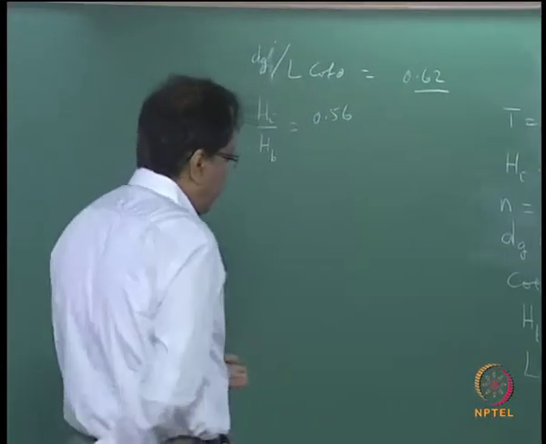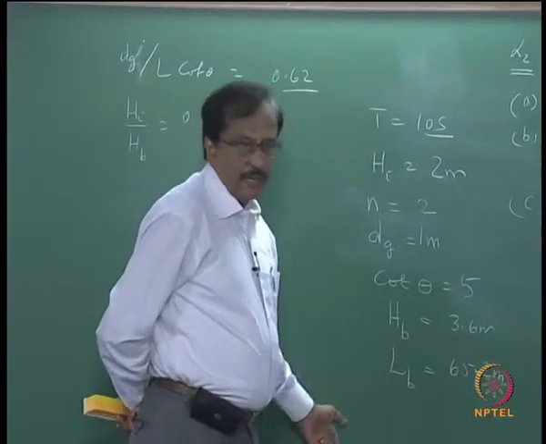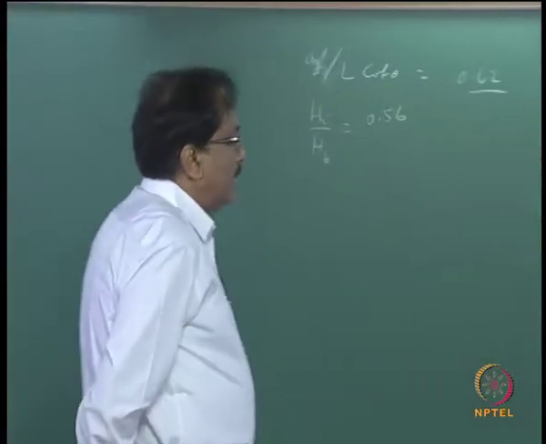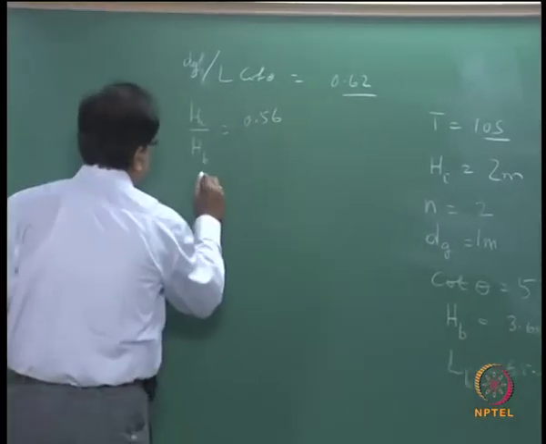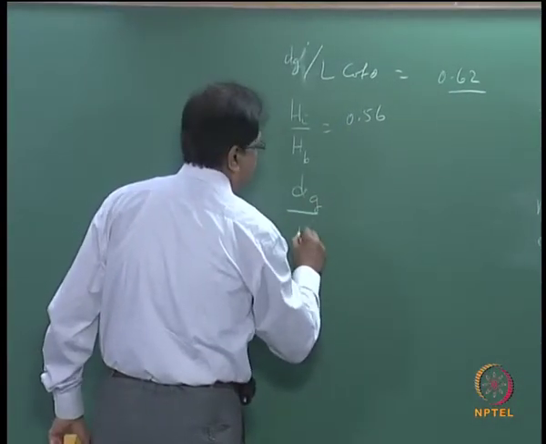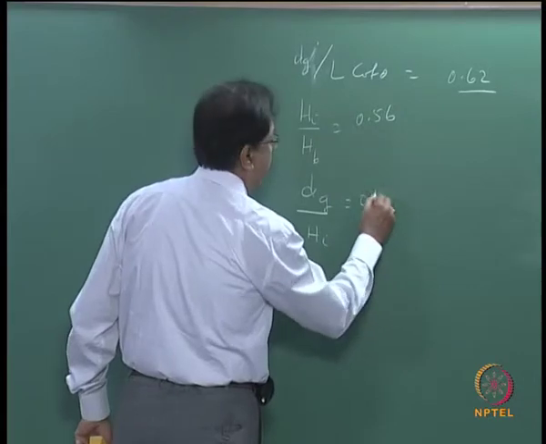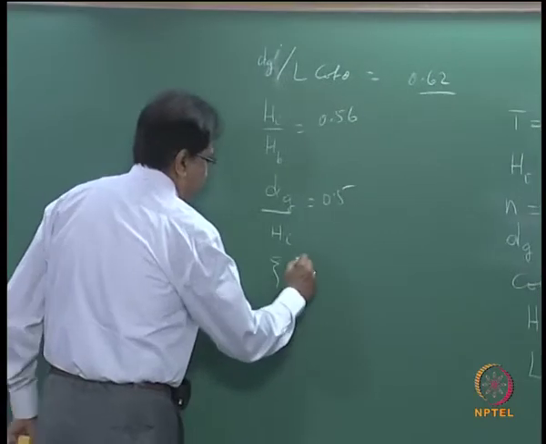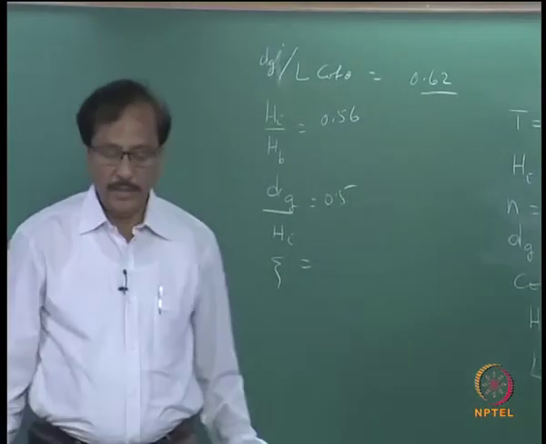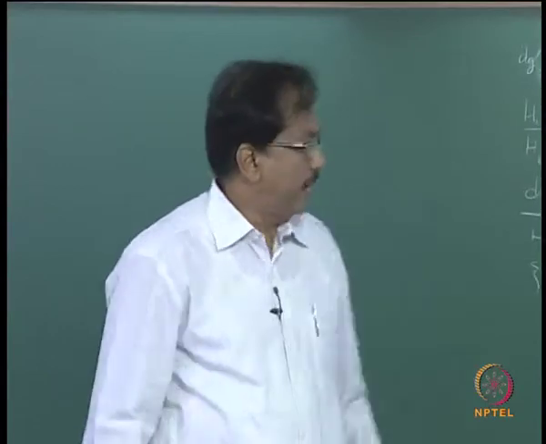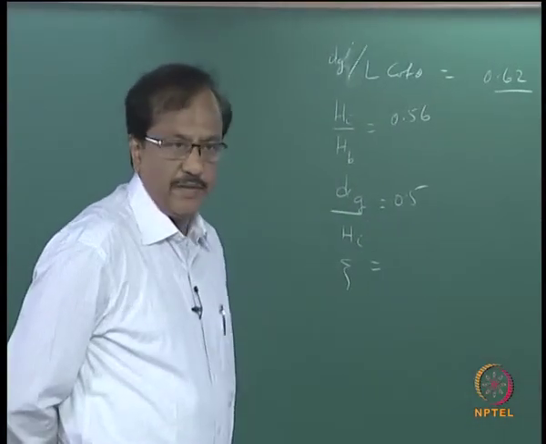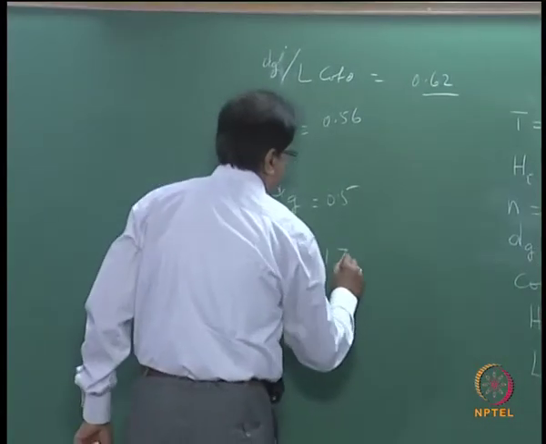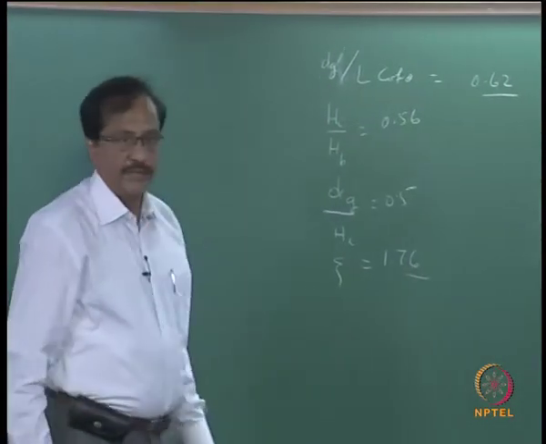But here in this problem all this information is given to you, but if it is not given you can always calculate it. And dg by hi in this case will be 0.5, and epsilon, that is the surf similarity parameter, can easily be calculated. We have already seen enough number of problems. So in this case it works out as 1.76.